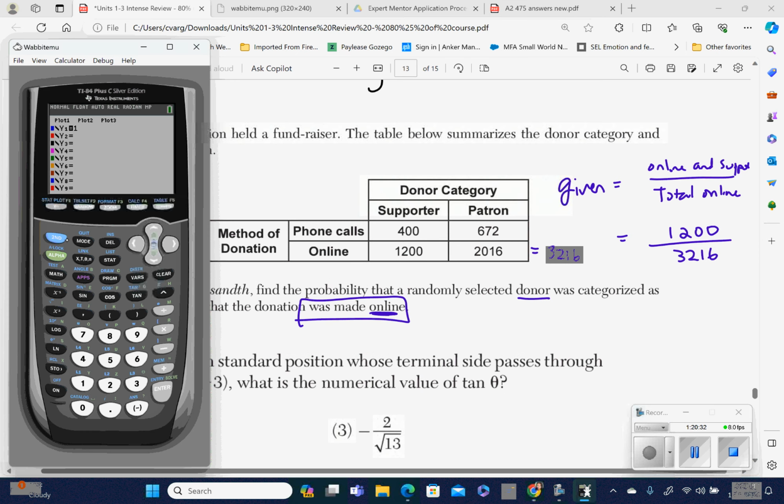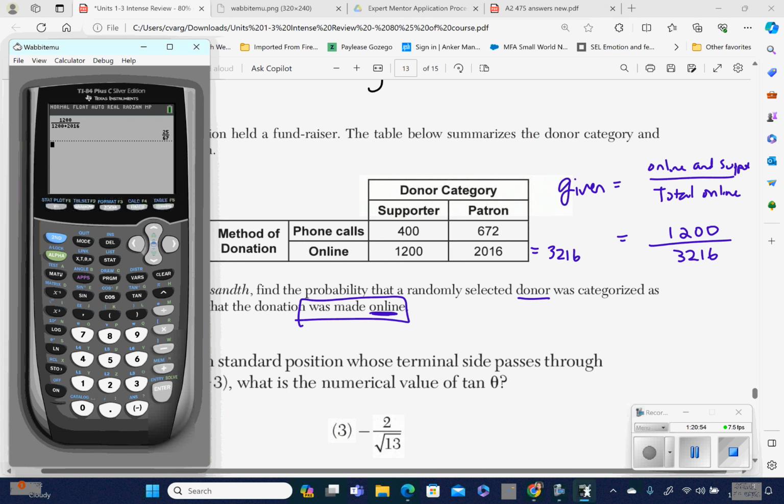So on the calculator, I'm going to go to my regular calculator here. Alpha y equals option number 1. So I'm putting 1200 on top. And then if you don't know to add them, if it's not easily addable, you could put 1200 plus 2016 on the bottom and hit enter, and it gives you this.